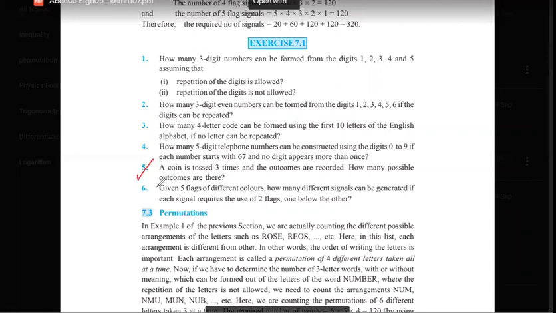Okay, fifth one. A coin is tossed 3 times and the outcomes are recorded. How many possible outcomes are there? Easy, tell me. 8, that is 2 into 2 into 2. If you toss the first time, 2 outcomes, second time, 2 outcomes, third time, 2 outcomes. So 2 into 2 into 2.